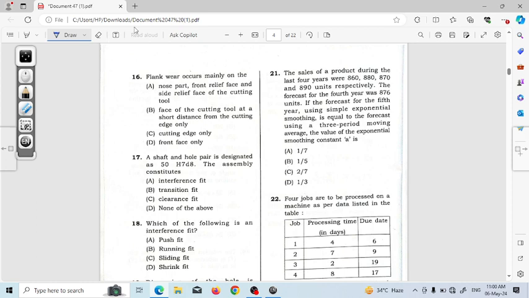Next question. Flank wear occurs mainly on the notch part, front relief face, and side relief face of the cutting tool. So option A is the correct answer.